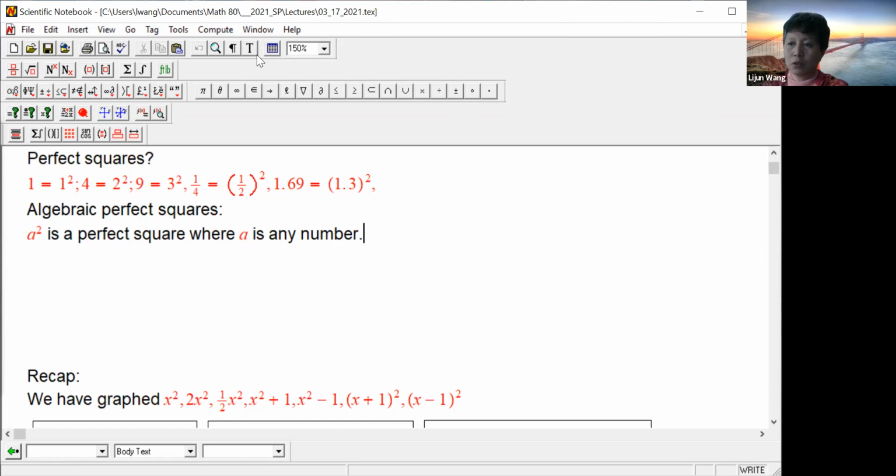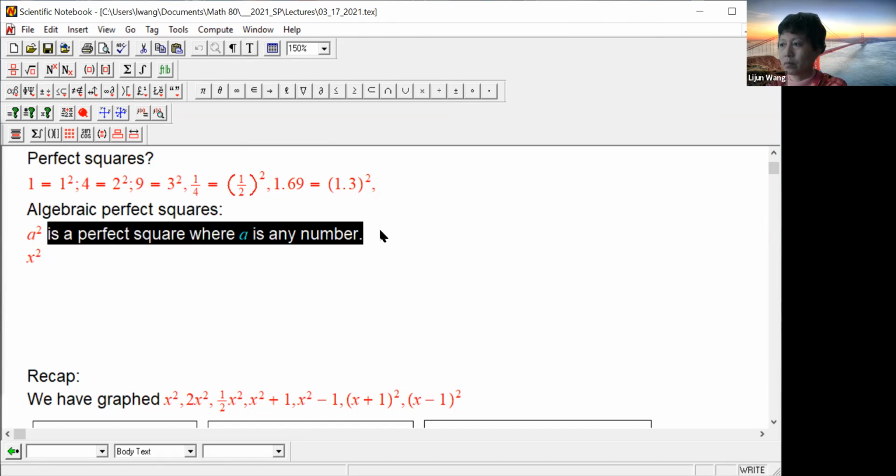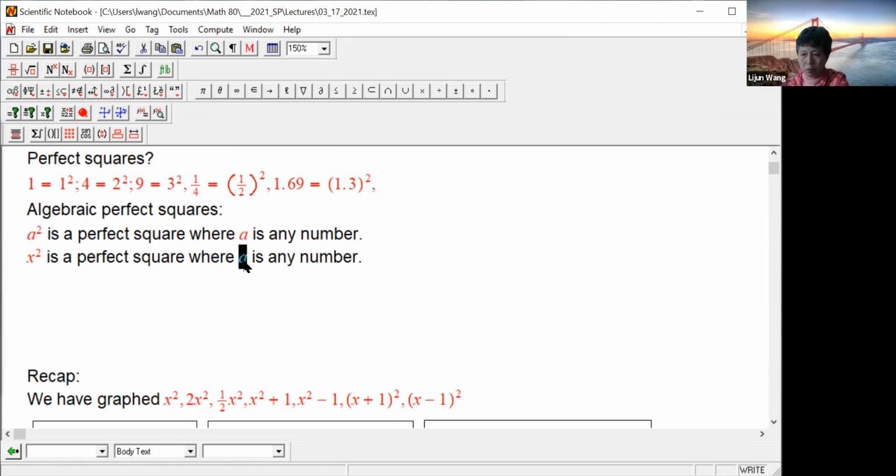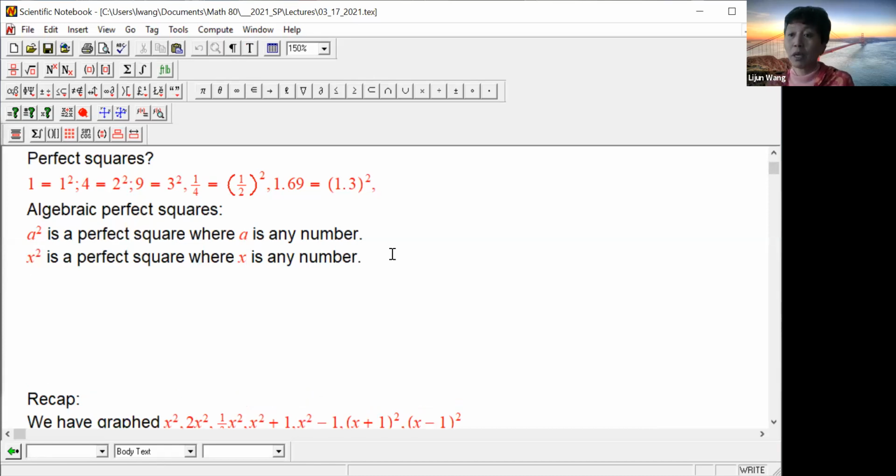So just one variable squared, we get a perfect square. And we can also say, oh, x squared is also a perfect square, right? That's a perfect square as well, where x is any real number. So you can make perfect squares many ways.